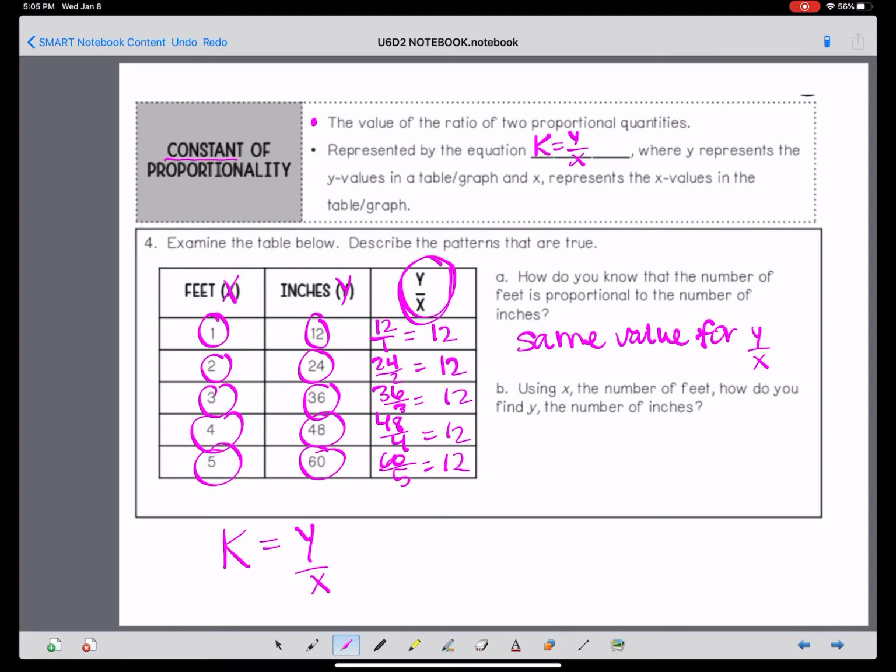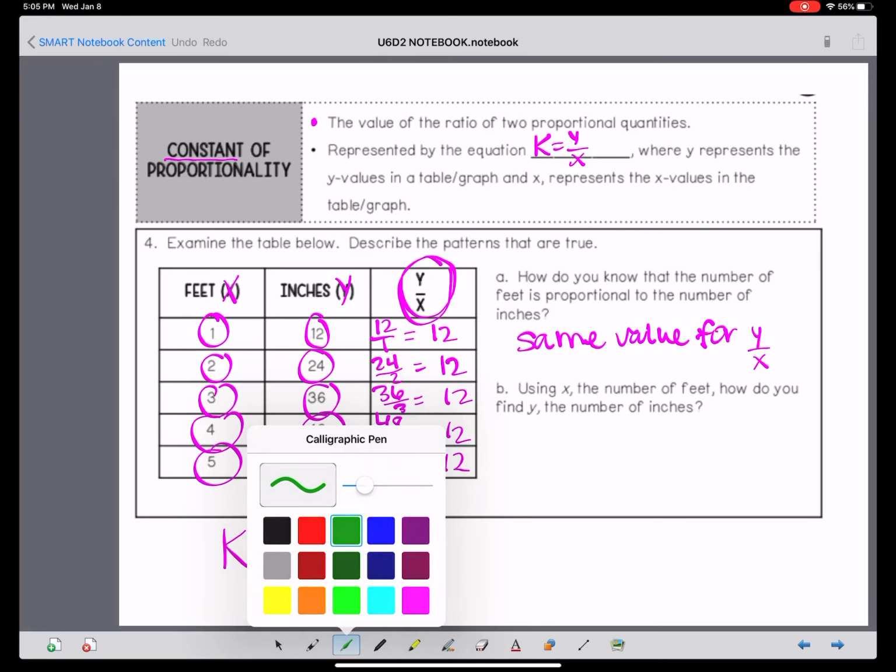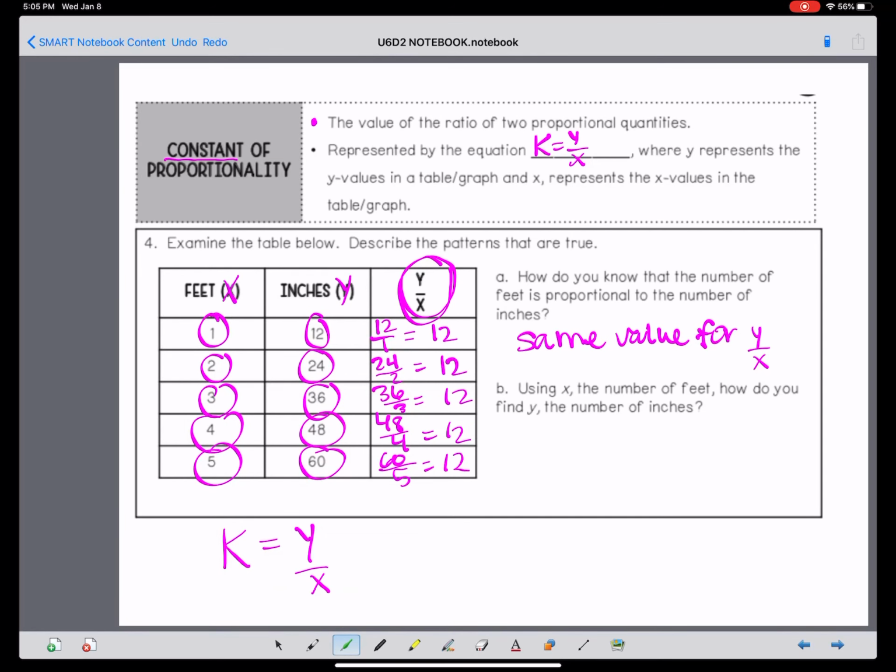Part B says, using x, the number of feet, how do you find y, the number of inches? What that is asking us is, let's say you have 7 feet. How do you figure out how many inches that's going to be? Well, our constant is 12 every time. All you have to do is multiply your x value by your constant to get your y value. So 7 times our constant, which is 12, will give us our answer.